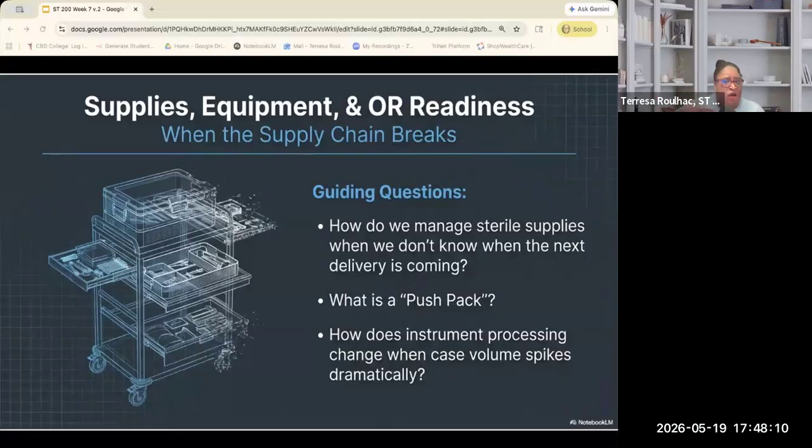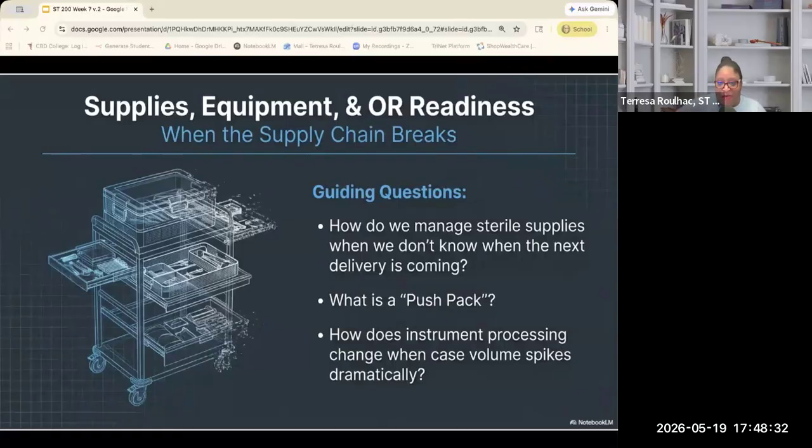So here's the question. We know that SPD, Central Processing Department, is overwhelmed. Does sterilization protocol change because the volume increases? Like, is there anything we're going to do different? No, right, Maddie? We're not. Standards do not relax under pressure.